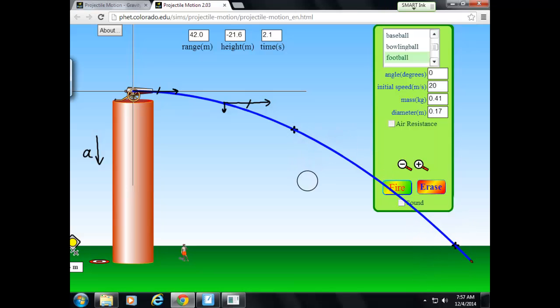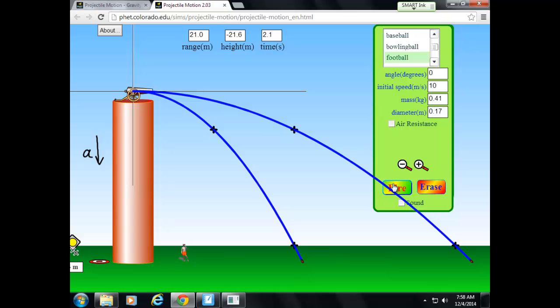We then talked about some concepts with this, namely the fact that it doesn't matter if the thing is being shot off at 20 meters per second or 10 meters per second, the time of flight is going to be exactly the same. In this case, it was 2.1 seconds, and if you run the video back, you'll see that it was 2.1 seconds when it was being shot with an initial speed of 20 meters per second. And we also determined the mass has nothing to do with the time of flight either.